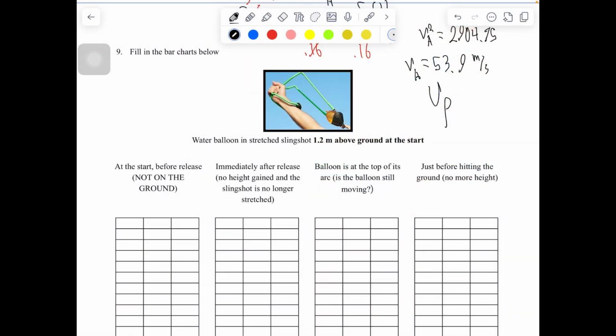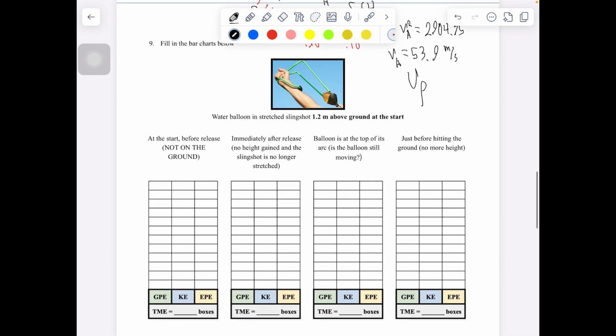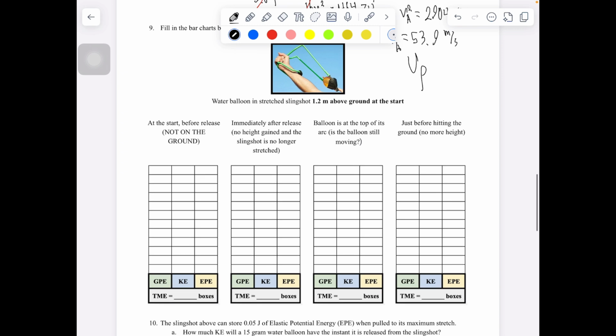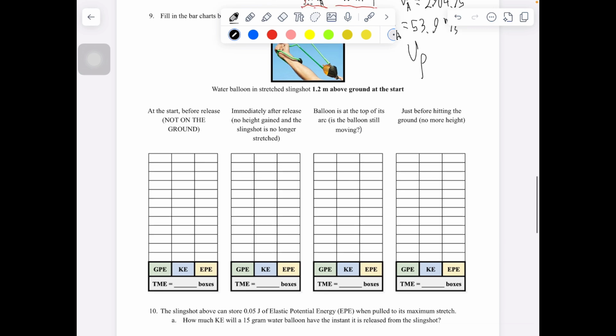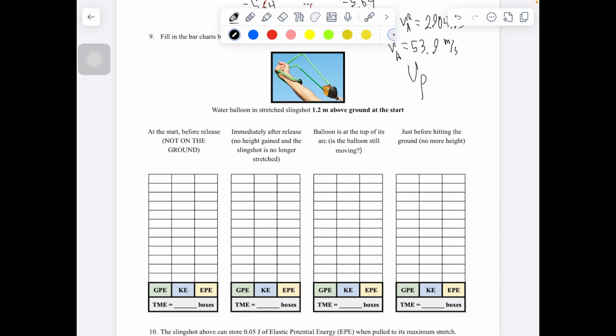All right, fill in the charts below. Let's look at page 3, number 9. Fill in the charts below. Water balloon in a stretched slingshot, 1.2 meters above the ground at the start. Let's take a look. So, at the start, before release, it is not on the ground. We know it is 1.2 meters above the ground.